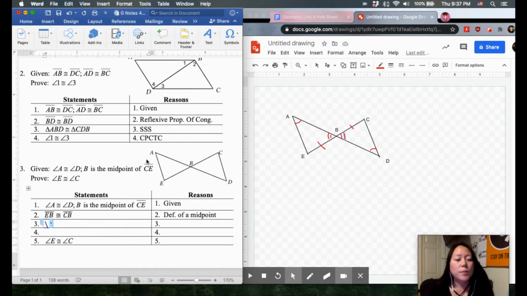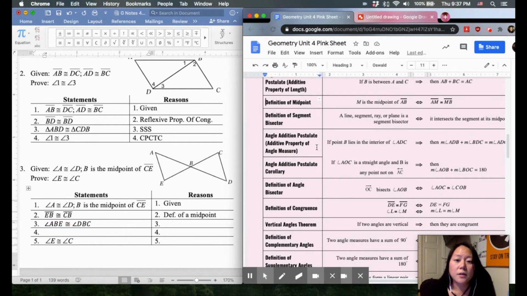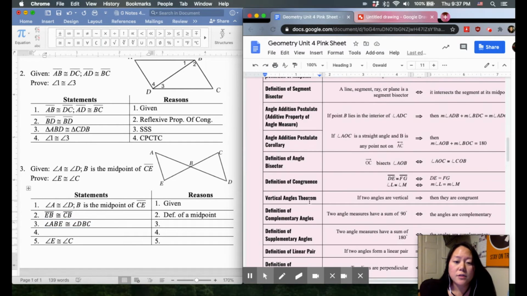Now, remember, we can't just say angle B and angle B because that just sounds like itself. So we have to be specific. So in order to indicate this angle here, we use ABE. And we want to note that that's congruent to angle DBC. Okay, and again, that's the vertical angle theorem. So just to double check, vertical angles theorem says if two angles are vertical, then they are congruent.